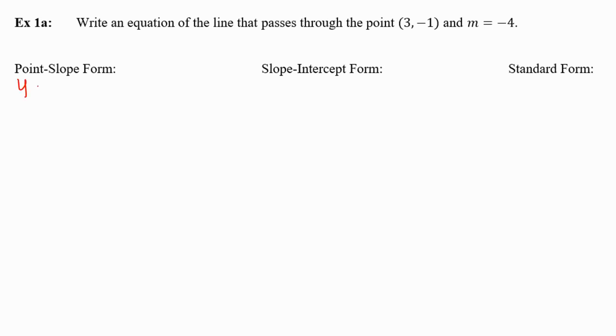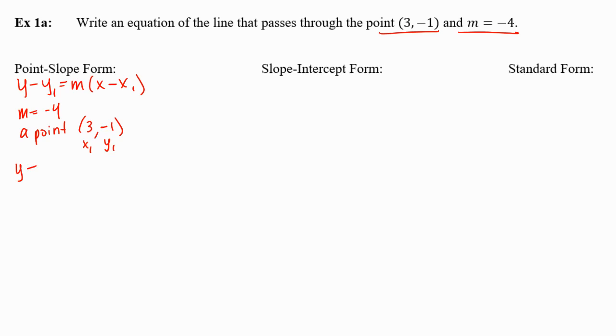Alright, so point slope form is y minus y1 equals m parentheses x minus x1. We're given slope, so we're told that m is equal to -4. We're given a point, specifically (3, -1). So that's going to be our x1, y1, and then we're just going to plug the three values that we know into the formula. So we have y minus y1. y1 happens to be the value -1, so we'll plug that in. m is -4, parentheses x minus 3, and then close it up.